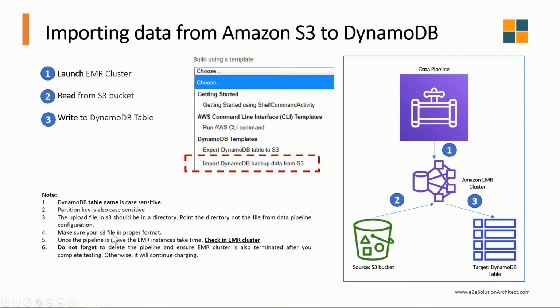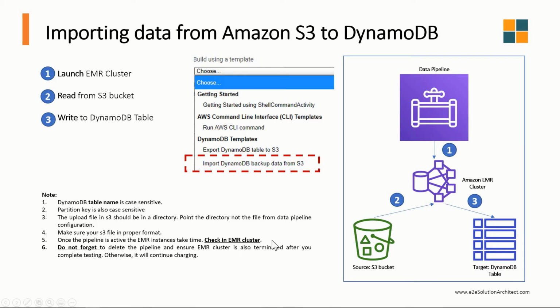Okay. Make sure your S3 file is in the proper format. The proper format means the JSON format which is acceptable by DynamoDB. So it is called DynamoDB JSON format. And the format we have used is DynamoDB JSON format, and I will be sharing this sample data with this tutorial. Once the pipeline is active, the EMR instances take time.